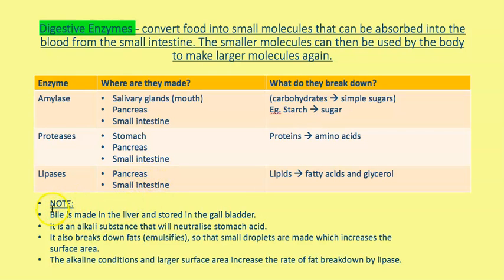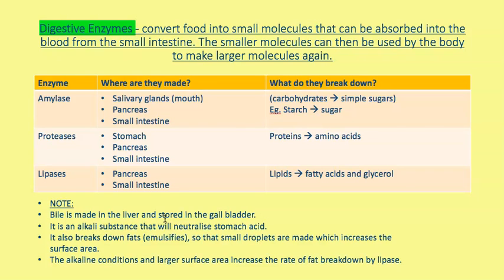Now, please note that the lipases have a little bit of a helping hand. So bile, which is made in your liver and stored in your gallbladder, is actually an alkaline substance, and it neutralises stomach acid. So when it gets into your stomach, it neutralises it.